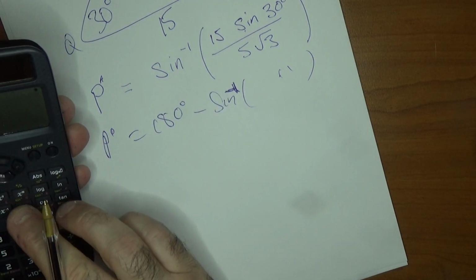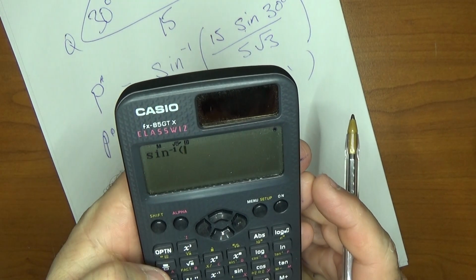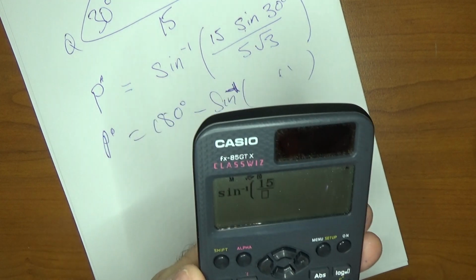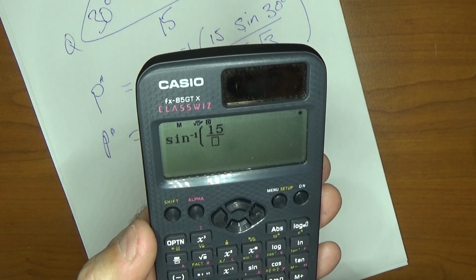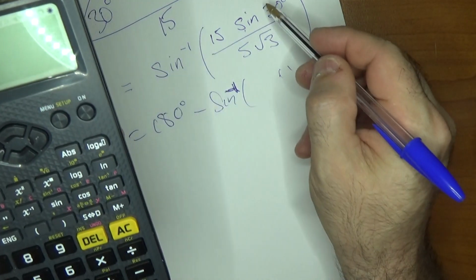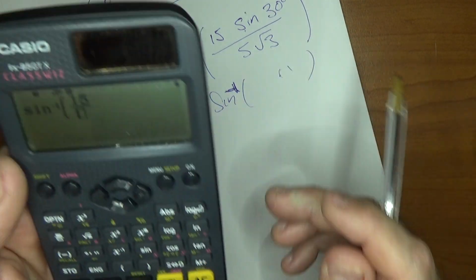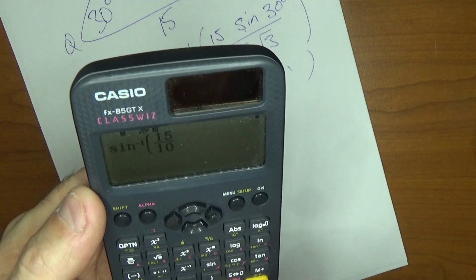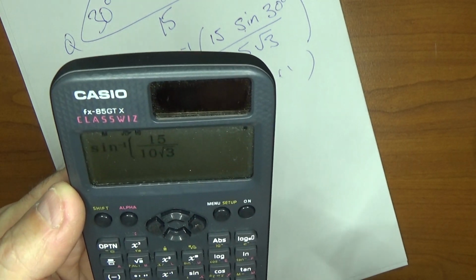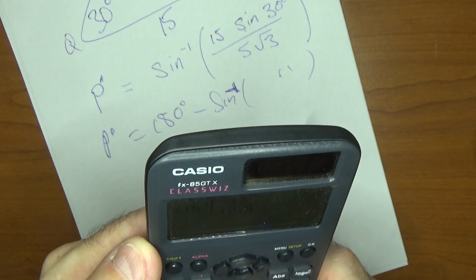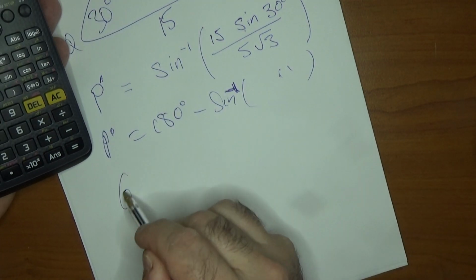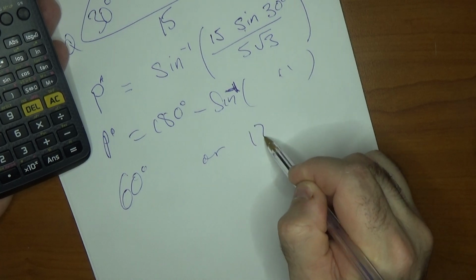So shift sine, fraction bar, 15 is the scalar, the multiplier. Sine of 30, of course we can drop downstairs straight away because that's a half, so we can make this 10 root 3. Okay. That's 60 degrees or 120 degrees.